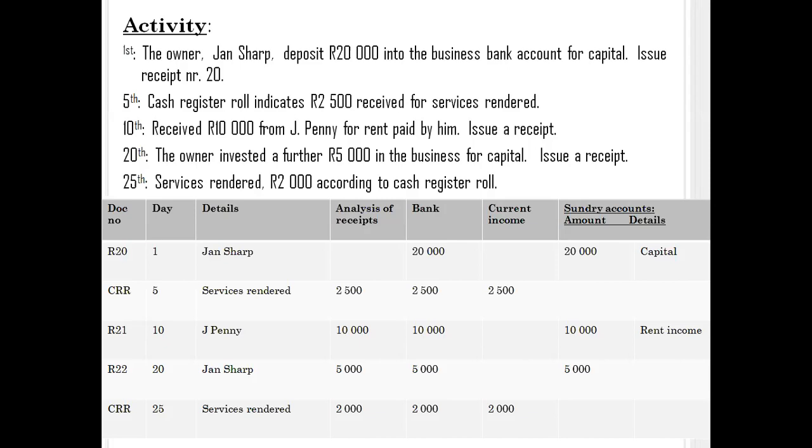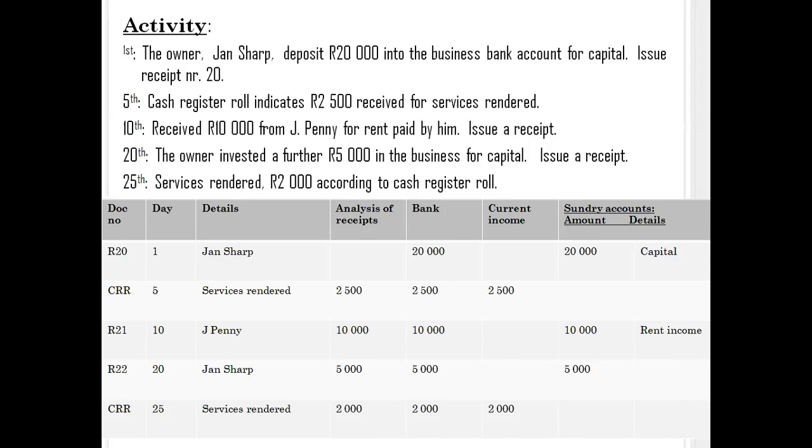Right. If you look in the CRJ on the 10th, then you see it's now receipt number 21. Why? Because remember, they will give you the first receipt number, and you automatically need to continue with the next receipt number. Therefore, it's now receipt 21. With details, we've got the name of the person, J. Penny. 10,000 Rand will go to analysis of receipts. It will go to bank. And it's a rent income transaction. There's not a column for that at the top. Therefore, it will go to sundry accounts. And for sundry accounts, you write the amount and you say what the transaction was all about. And that was for rent income.